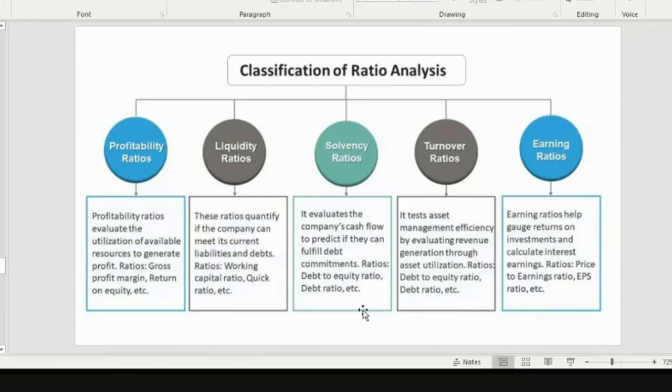Then the turnover ratios test asset management efficiency by evaluating revenue generation through asset utilization. Now, the earnings ratios help gauge returns on investment and calculate interest earnings. So that includes price to earnings ratio and earnings per share ratio.